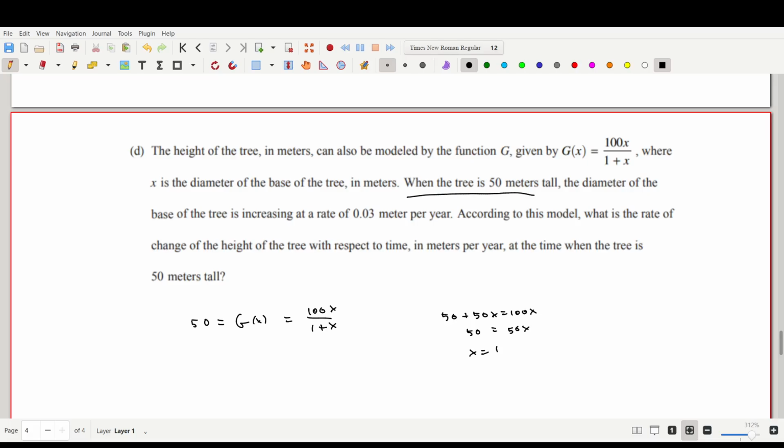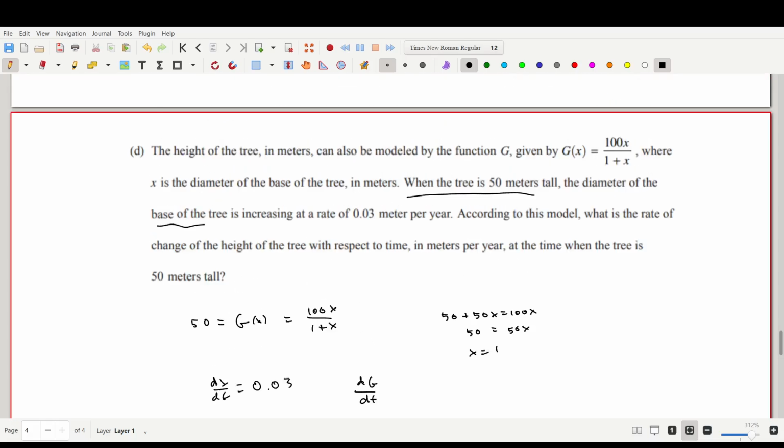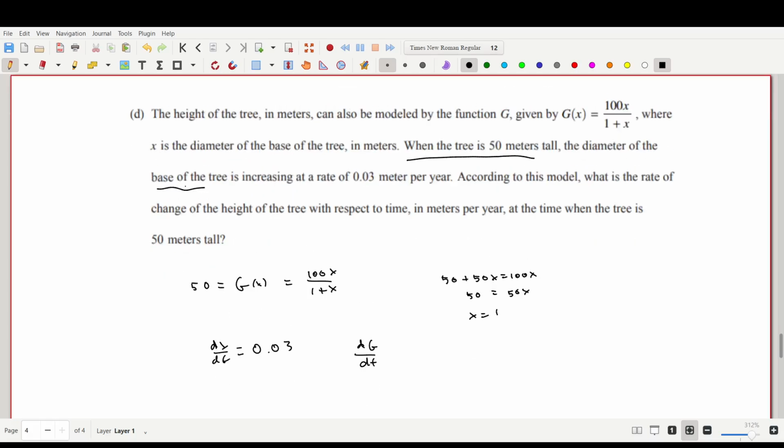That's important. The diameter of the base of the tree is increasing at that much. So dx/dt is 0.03. According to this model, what is the rate of change of the height of the tree? So they want dg/dt. Which is really annoying. They say it in terms of x and they want it in terms of t. It's always frustrating. But dg/dt should be g prime of x times dx/dt. That's the idea by chain rule. That's kind of like related rates.